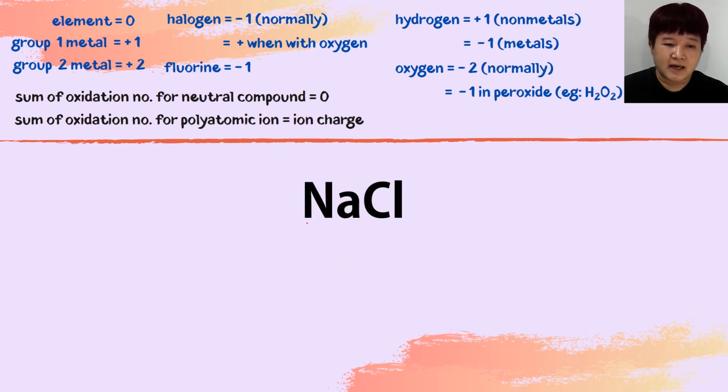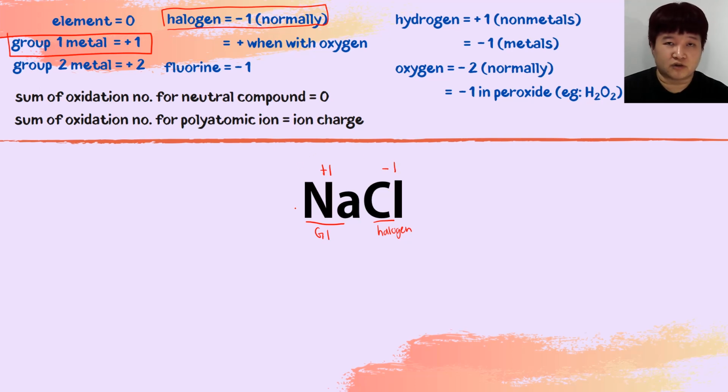The second example that I have is sodium chloride. Here, we know that sodium is a group 1 metal, so we look at the group 1 rule. And chlorine is a halogen. Halogen is normally -1, but positive when with oxygen. Do I have oxygen? No, I don't. So the halogen right now is in a normal condition. Your sodium should be +1, and your chlorine should be -1.